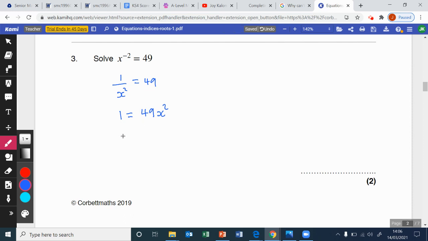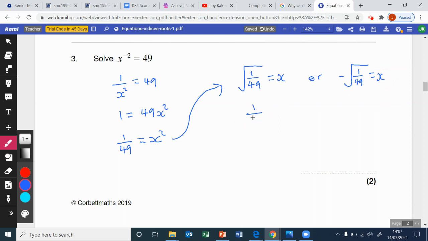Then divide by 49, we get 1 over 49. Ooh, dear, that is not 49. Don't know what was going on in my head. Perhaps you can tell me. 1 over 49 is equal to x squared. And then square rooting both sides, we have the square root of 1 over 49 is equal to x. Or you've actually got another square root, negative square root of 1 over 49 is equal to x. So that's equal to 1 over 7 or minus 1 over 7.